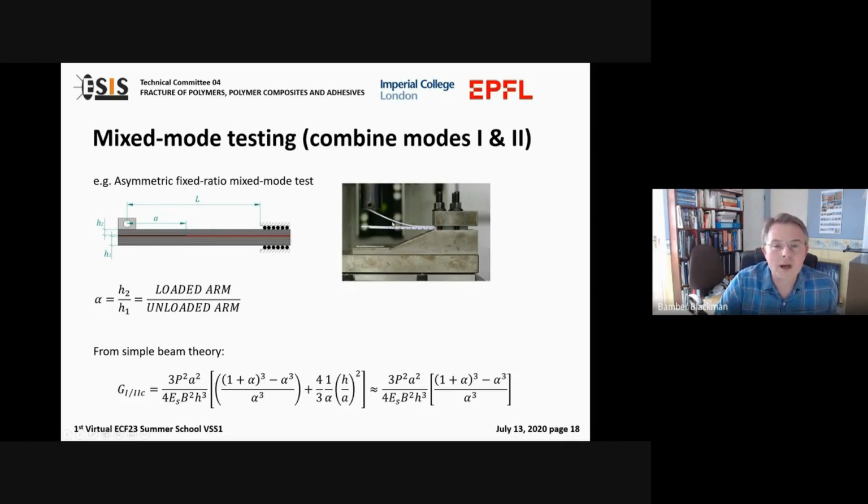Of course, if you have the thickness H1 equal to the lower thickness H2, that becomes the fixed ratio mixed mode experiment, which we are standardizing in ESIS TC4. But with this asymmetric experiment, you can obtain more mixed mode ratios. Again, you can analyze the beam, assume it's built in at the crack tip, apply beam theory and correct it very much in the way that we've described above.